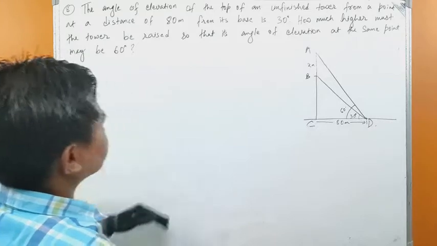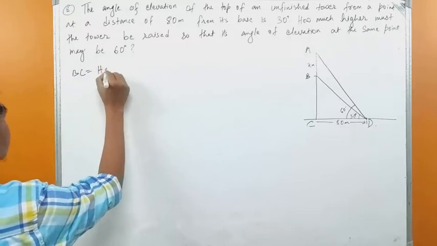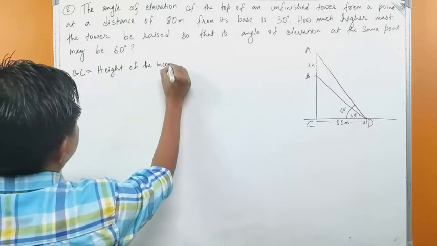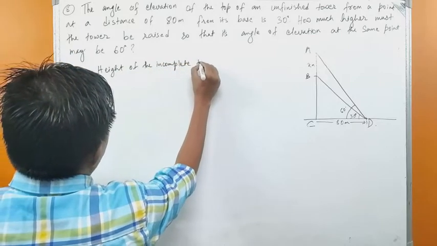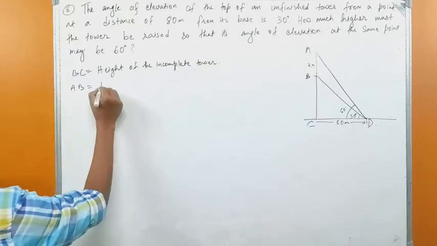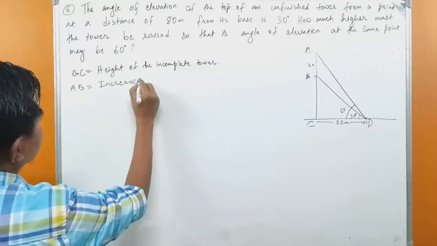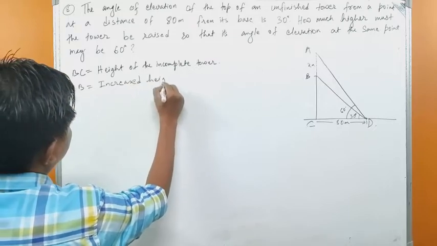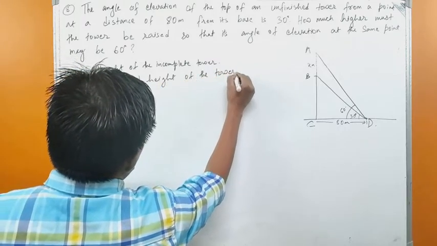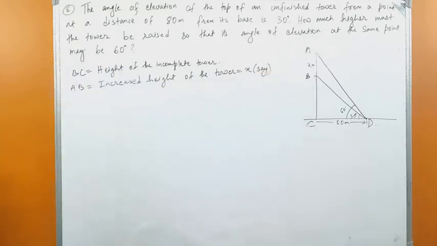Now let's do this. BC is the height of the incomplete tower, isn't it? And AB is the increased height of the tower. Let the increased height of the tower be x.